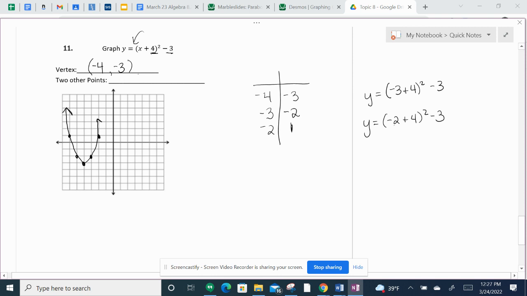So my two other points we found were negative 3, negative 2, and negative 2, 1. I could have chosen other points again, but that gives me the values that I'm looking for.